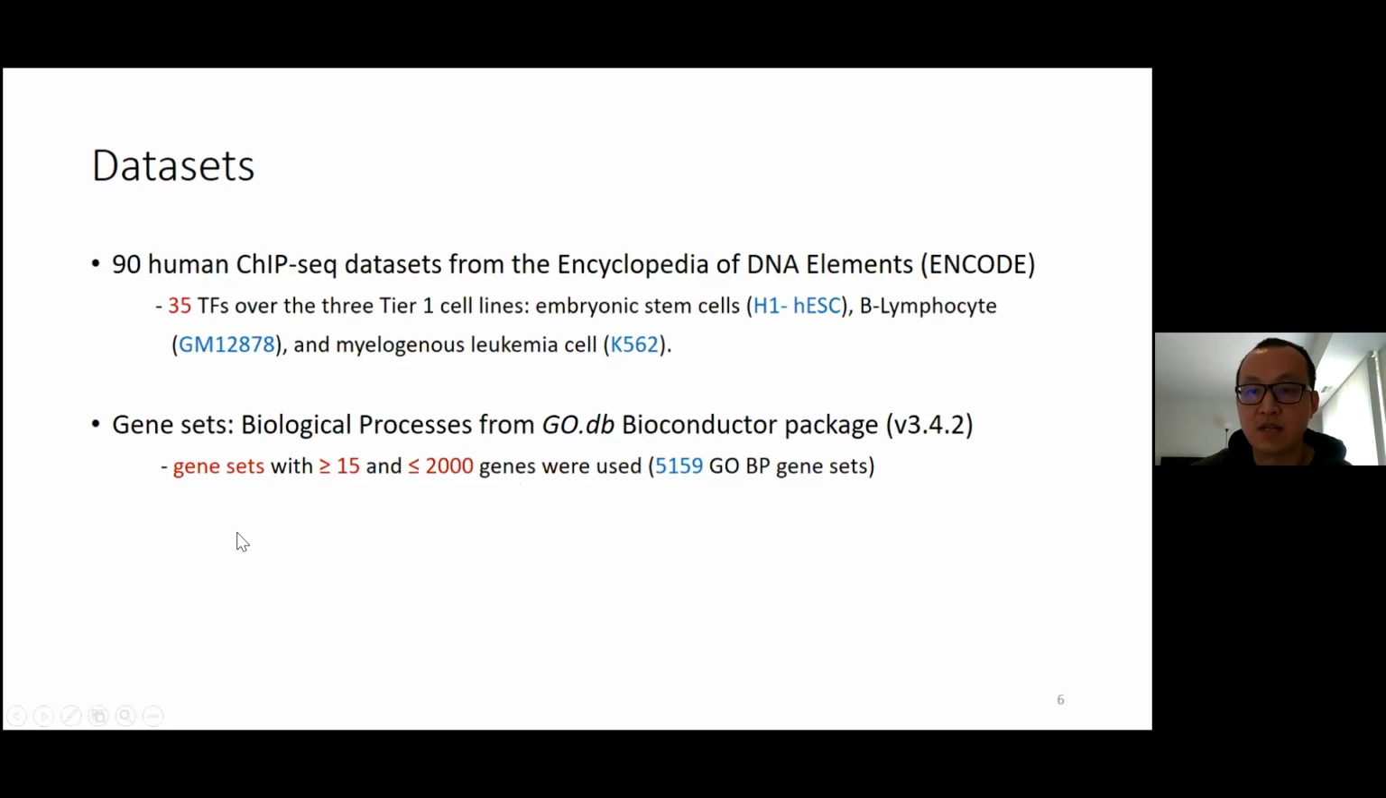Because if a gene set is a very small gene set, we'll have very little statistical power. And if the gene set is too large, it will be hard to have meaningful biological interpretation. So that's why we only choose gene sets with those numbers of genes. And in total, there are 585 GO BP gene sets.